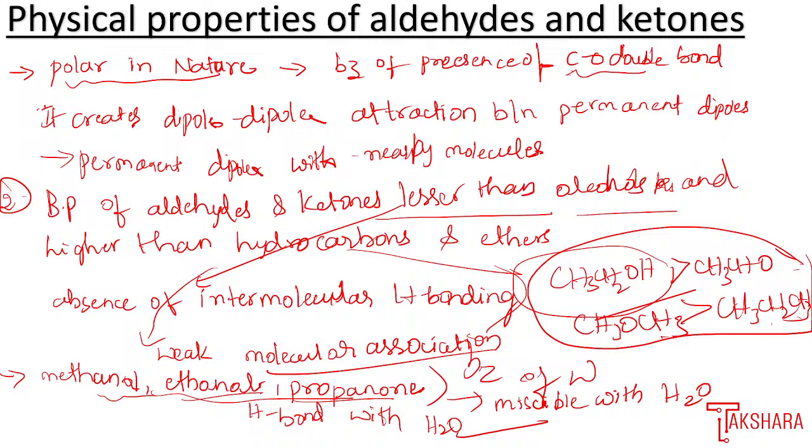ಸೊ ಫಸ್ಟ್ ಪಾಯಿಂಟ್, aldehydes and ketones are polar in nature. ಯಾಕೆ ಅಂತ ಅಂದ್ರೆ, C double bond O ಕಾರ್ಬೊನಿಲ್ ಗ್ರೂಪ್ ಅನ್ನ ಕನ್ಸಿಡರ್ ಮಾಡಿದ್ರೆ ಇದರ ಪೊಲಾರಿಟಿ ಆಕ್ಸಿಜನ್ ಆಟಮ್ ಕಡೆ ಶಿಫ್ಟ್ ಆಗುತ್ತೆ. ಅಂಡ್ ಇಲ್ಲಿ ಇಟ್ ಕ್ರಿಯೇಟ್ಸ್ ಎ ಡೈಪೋಲ್ ಅಟ್ರಾಕ್ಷನ್ ಬಿಟ್ವೀನ್ ದ ಪರ್ಮನೆಂಟ್ ಡೈಪೋಲ್ಸ್ ಅಂಡ್ ನಿಯರ್ ಬೈ ಮಾಲಿಕ್ಯೂಲ್ಸ್ ಆಗೋದ್ರಿಂದ, ಸೊ ದೋಸ್ ಮಾಲಿಕ್ಯೂಲ್ಸ್ ಆರ್ ಪೋಲಾರ್ ಇನ್ ನೇಚರ್ ಅಂತ ಹೇಳ್ತೀವಿ.